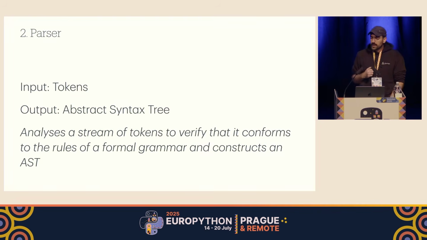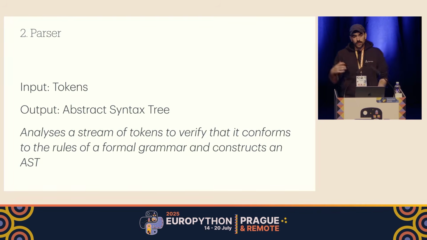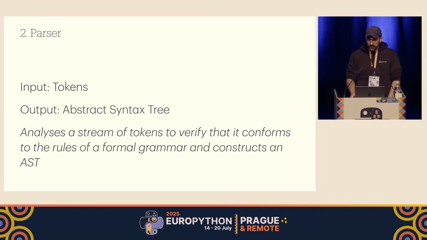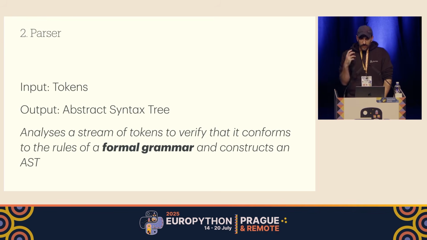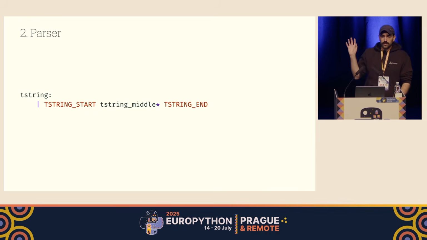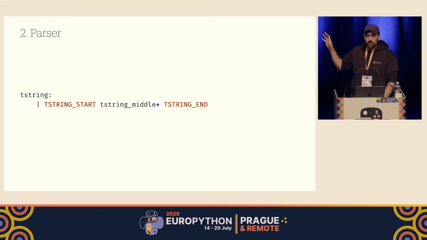But for now, the parser takes those tokens as input and it produces an abstract syntax tree. It analyzes that stream of tokens. It generally checks to see whether that stream of tokens is actually valid Python syntax. And then if it is, it produces a tree-like data structure that's easier for the compiler to process later. So the first thing it does is check to see whether the syntax conforms to a formal grammar. But what is a formal grammar?